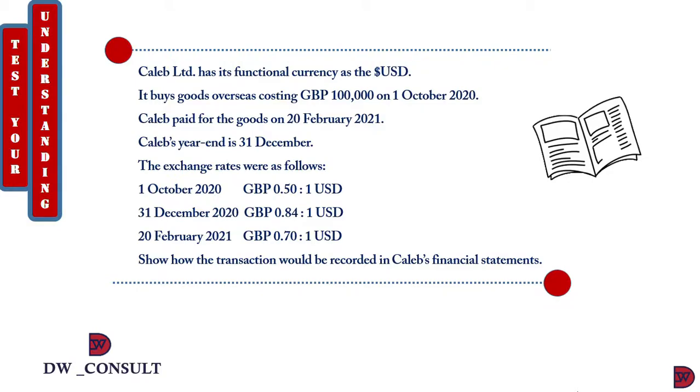It buys goods overseas costing £100,000 on 1st October 2020. Now, Caleb paid for the goods on 20th February 2021. Caleb's year end is 31st December. The exchange rates were as follows.